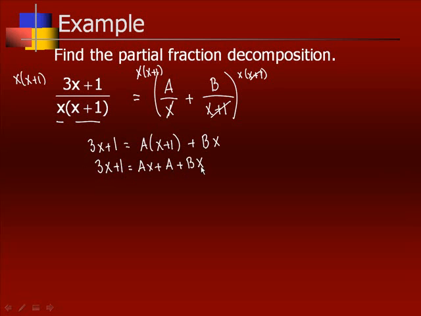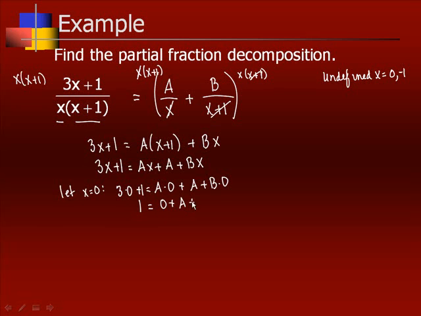Now this is where we go through and try to find what A and B are. The original problem is undefined when x is equal to 0 or -1. So the first thing we're going to do is plug in 0. So we get 3 times 0 plus 1 equals A times 0 plus A plus B times 0. So we get 1 is equal to 0 plus A plus 0, which means A is equal to 1.